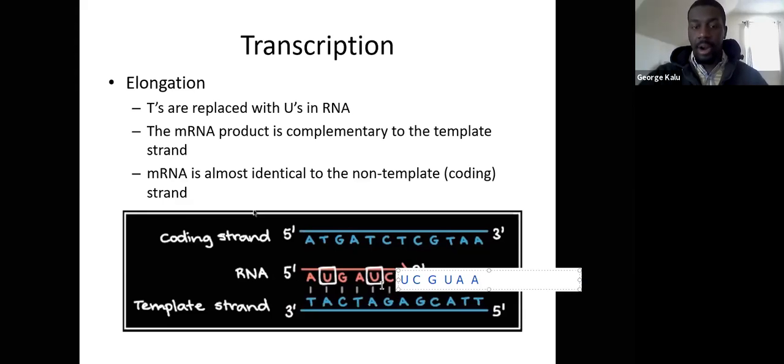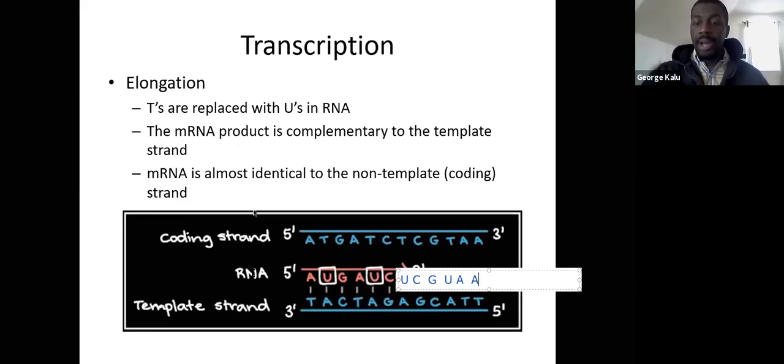We've completed building our RNA, right? So we had our A's binding to T's, C's binding to G's. However, again, when we're looking at RNA, RNA does not contain any T's. All it has instead of T's are U's. But everything else is going to be the same. We still have A's, C's, and G's, but instead of having T's, we're going to have U's. So the mRNA, like we said, is going to be complementary to the template strand.